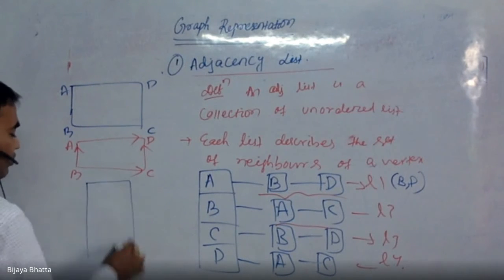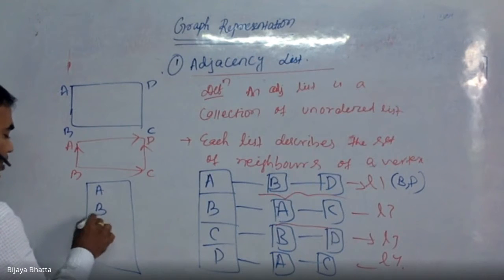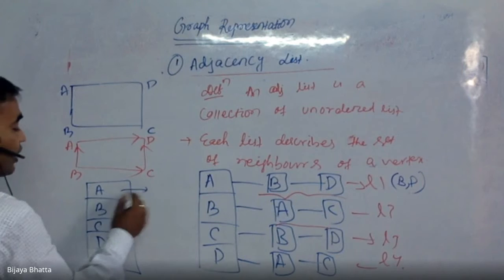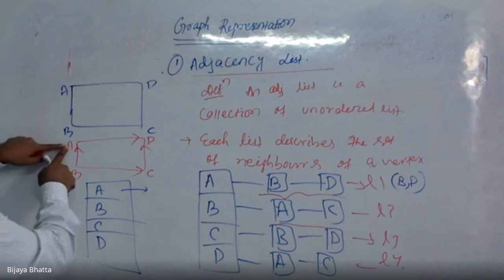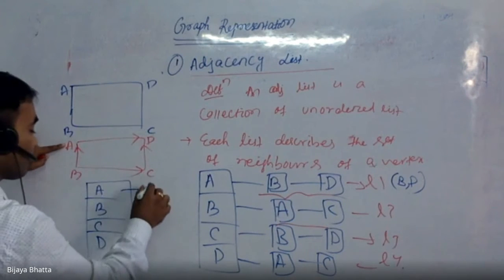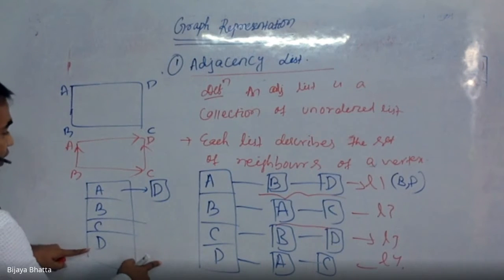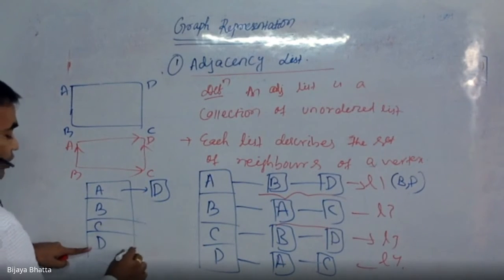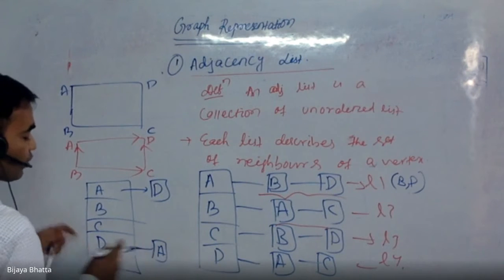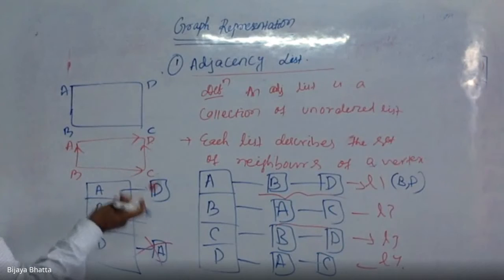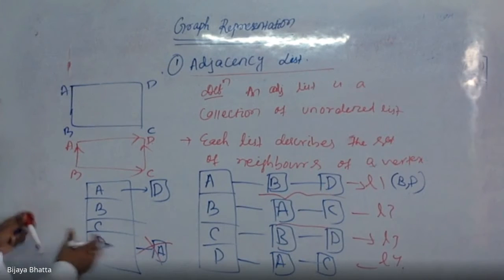So let's draw it so that you will get clarity. A, B, C, D. If I draw it, A is connected to whom? A is connected to only D. This is very important. If A is connected to D, that does not mean D is connected to A. So I cannot blindly put it, because D is not connected to A. I need to check for D.